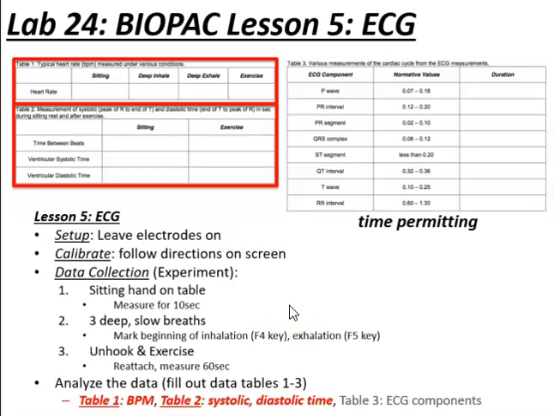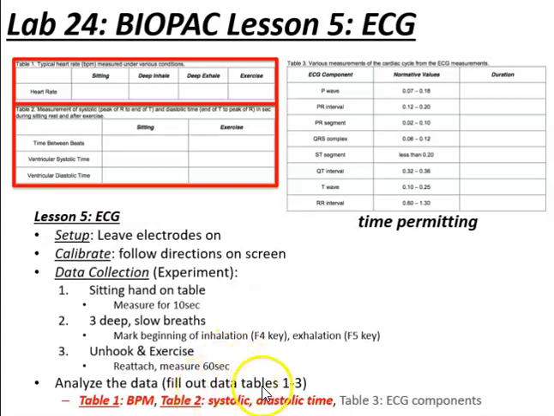If we look at the instructions here, we can see that this next part, we want our volunteer still hooked up to the EKG. We have them sitting with their hand on the table and then measure for 10 seconds. And then the next condition, we want the volunteer to take 3 deep, slow breaths, mark the beginning of inhalation with the F4 key, and then exhalation with the F5 key. We then want to unhook the electrodes and have them exercise for a bit, and then have the volunteer be reattached to the electrodes and then measure the EKG for 60 seconds.